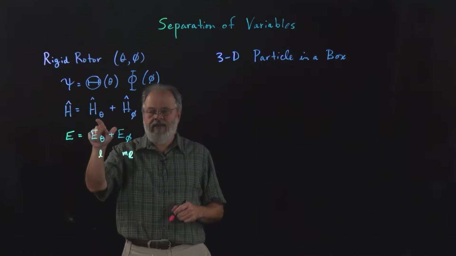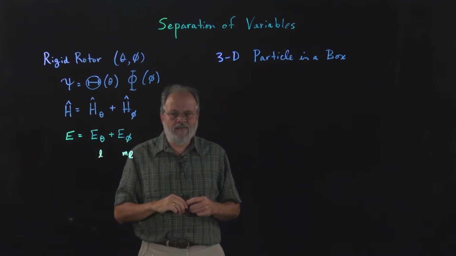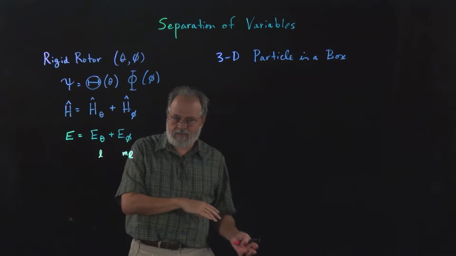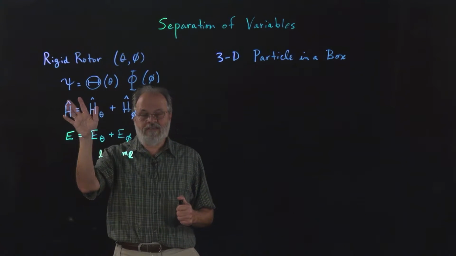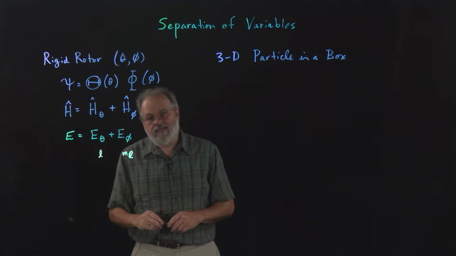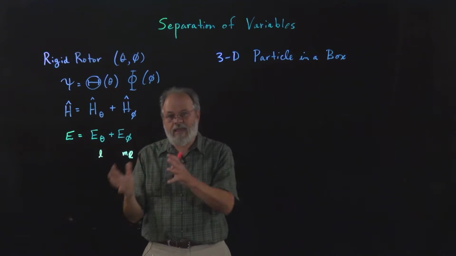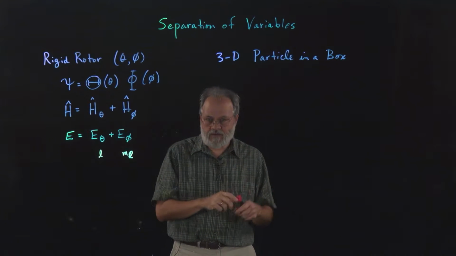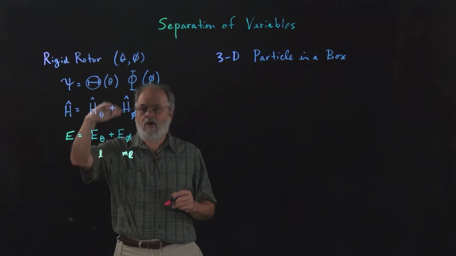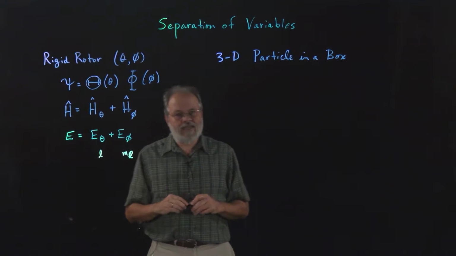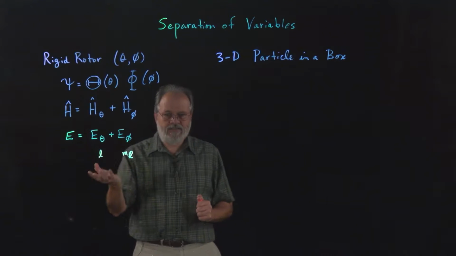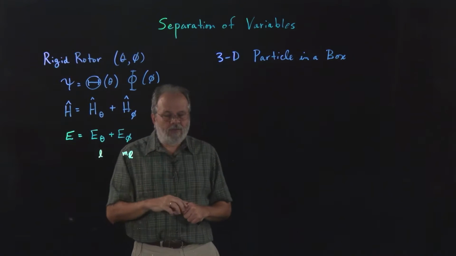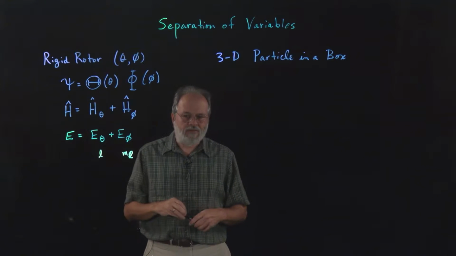That's to say, if the Hamiltonian separates into a sum of one type of derivative and another type of derivative, then the wave function will be expressed as a product of a function of one coordinate variable times a function of the other variable. And then when that's all said and done, the energies actually add together. There will be an energy that depends on the variable theta and an energy that depends on the variable phi.